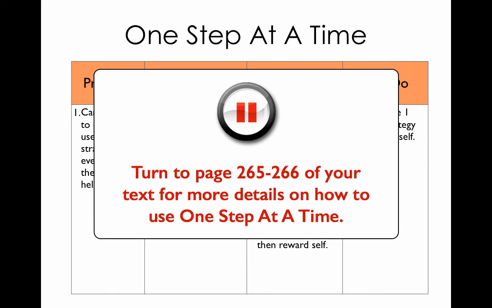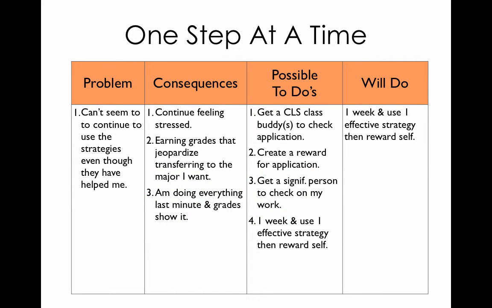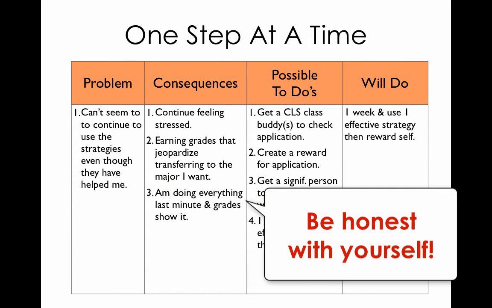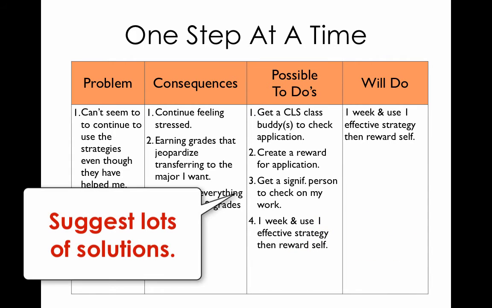The second strategy is one step at a time. This is particularly appropriate when you have isolated one particular problem. So one key is being honest with yourself and recognizing the consequences you experience by not solving or ignoring the problem. And second, suggesting lots of possible solutions.